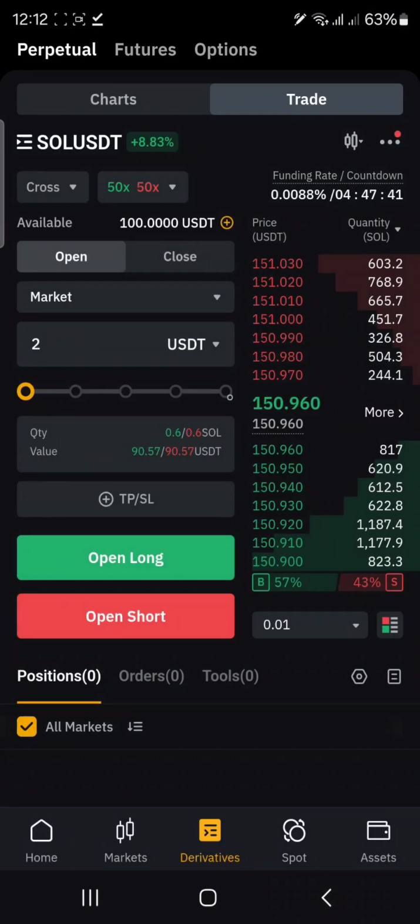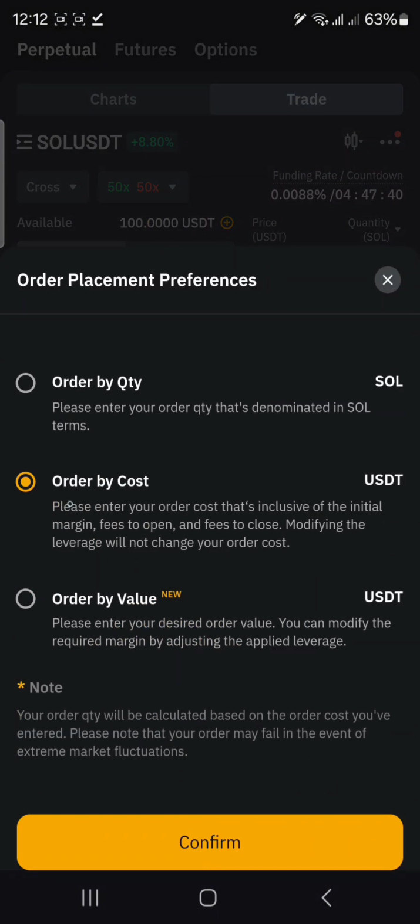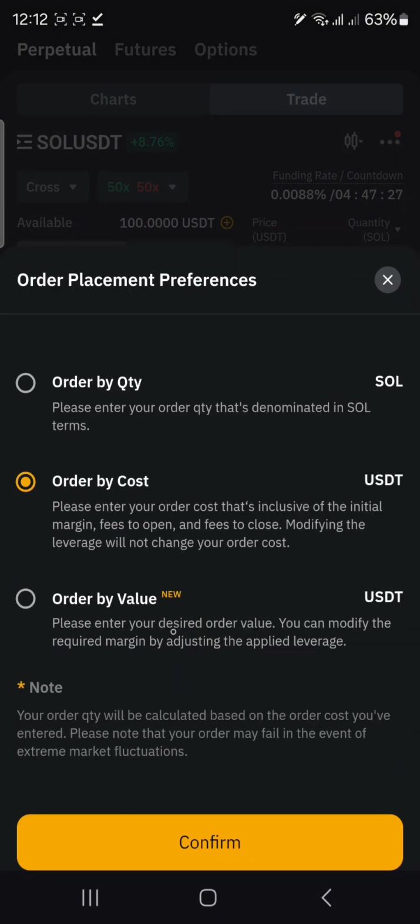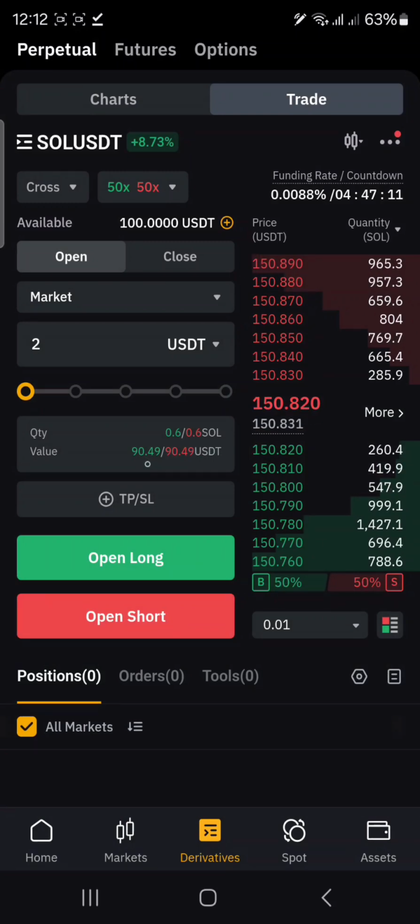Let's go back. So here you make sure that you choose order by cost. Then just enter $2. So your $2 in Solana is 0.6. How does that work? If you're using Solana with order by quantity, then you enter 0.6. If you're using order by value, then you enter 100.